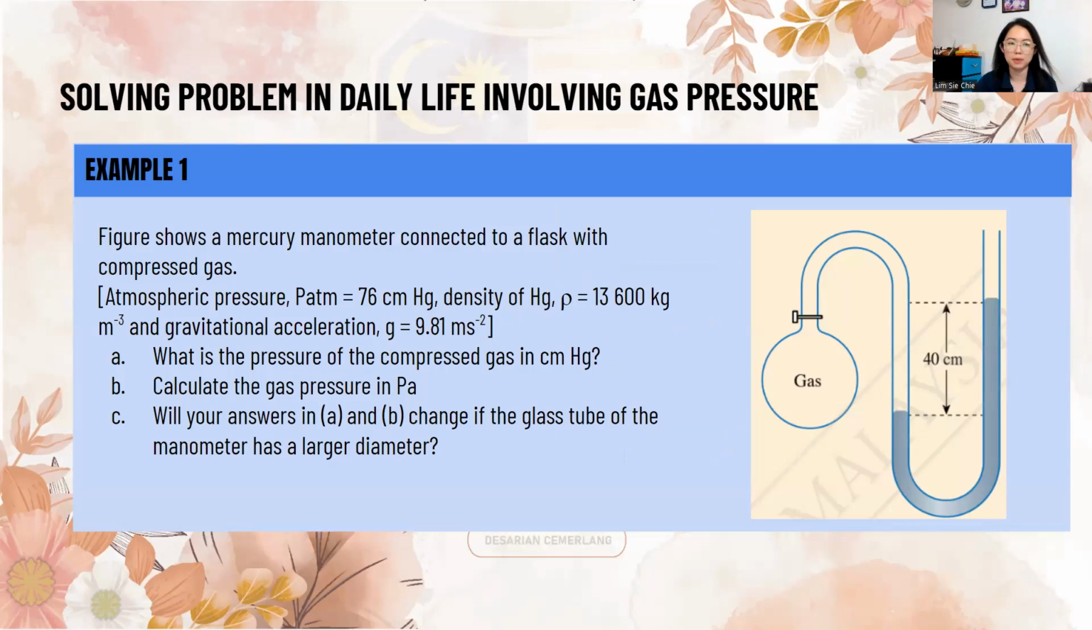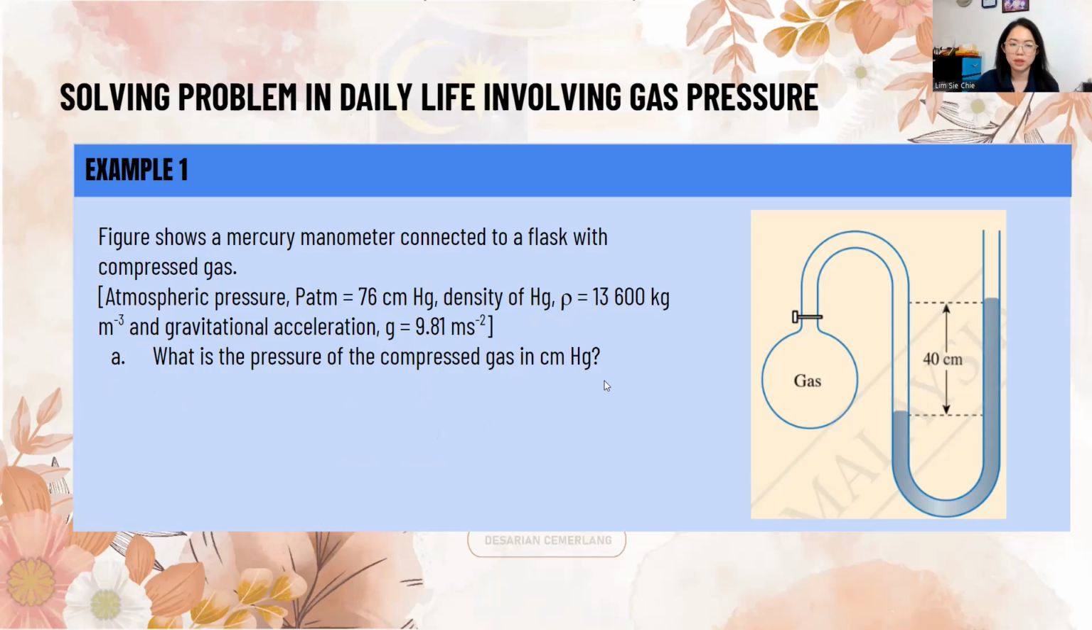Now this is the example. The figure shows a mercury manometer connected to a flask with compressed gas. You know that the atmospheric pressure is 76 centimeter mercury. The density of mercury, rho, is equal to 13,600 kg per meter cubed, and the gravitational acceleration is 9.81 meter per second squared. What is the pressure of the compressed gas in centimeter mercury?